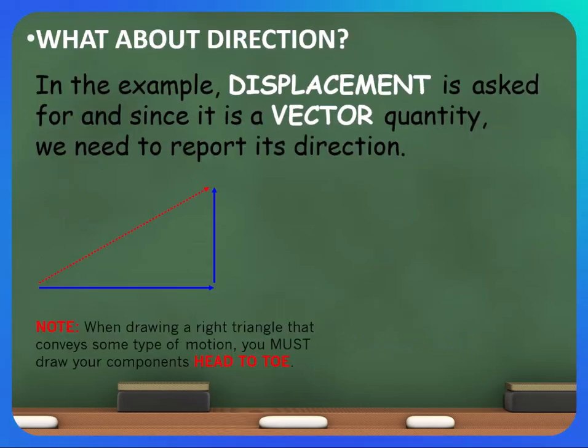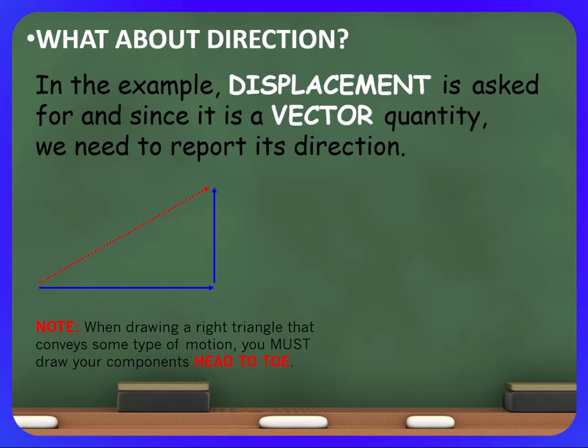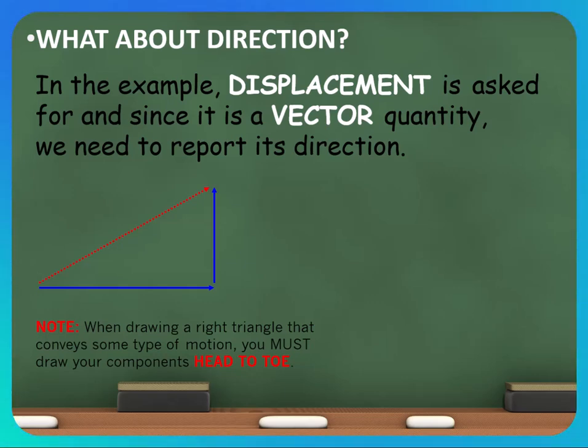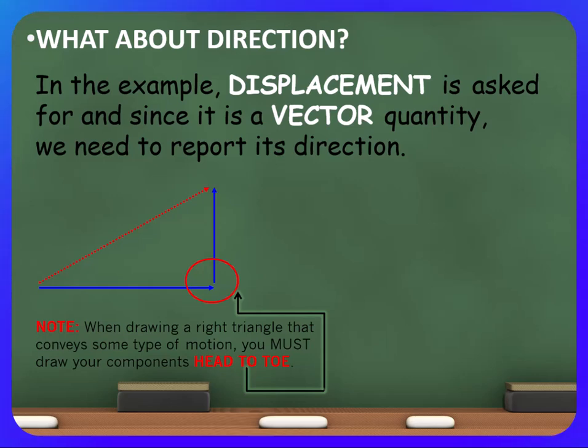All right, what about direction? In the example, displacement is asked for, and since it's a vector quantity, we need to report its direction. Now notice when drawing a right triangle, it conveys some type of motion. And remember, we must always draw our components head to tail. The arrows can't come together, and the tails can't come together.